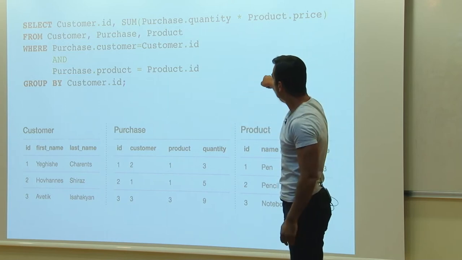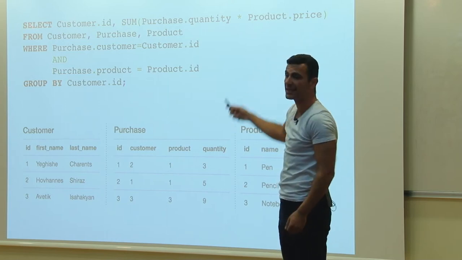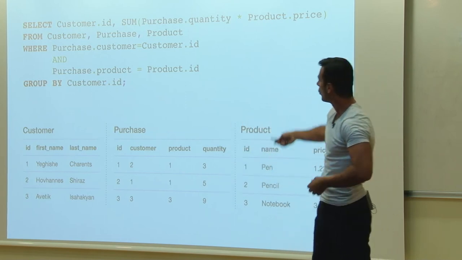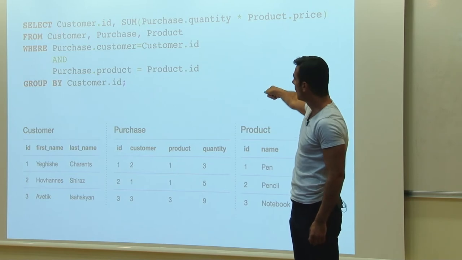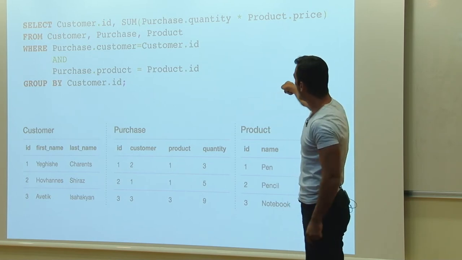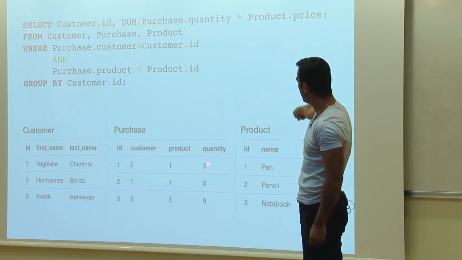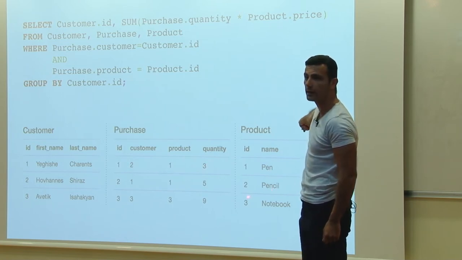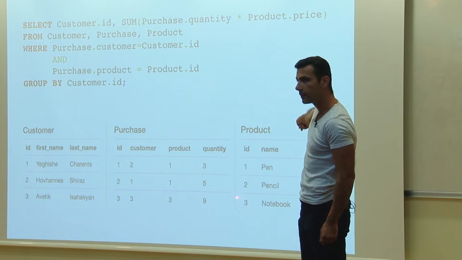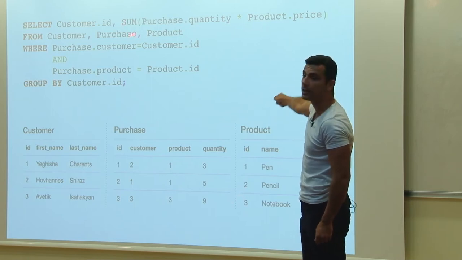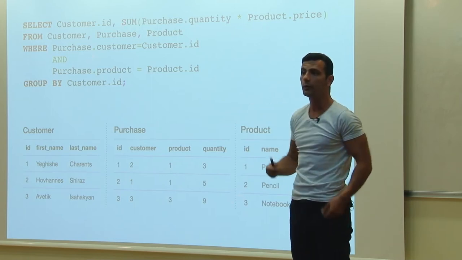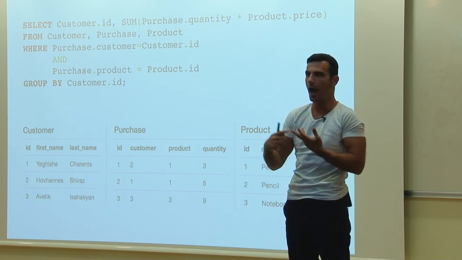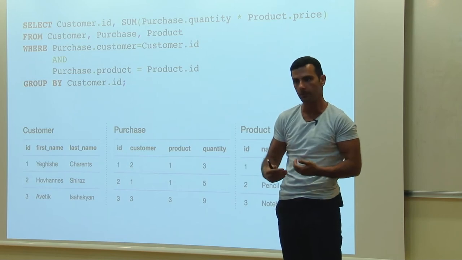Then what we're saying is we're going to select. Select is the part we're going to get as a result. We're going to get the customer ID. And then for each customer ID, we're going to get the purchase quantity, that's this, multiplied by the price of the product that they purchased. Okay? Then we're going to add them up. So the result of this is that for every customer, we will know how much money they spent at our store.